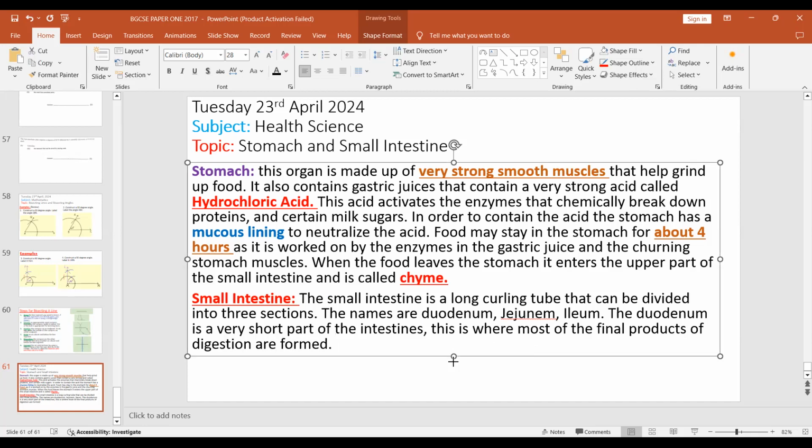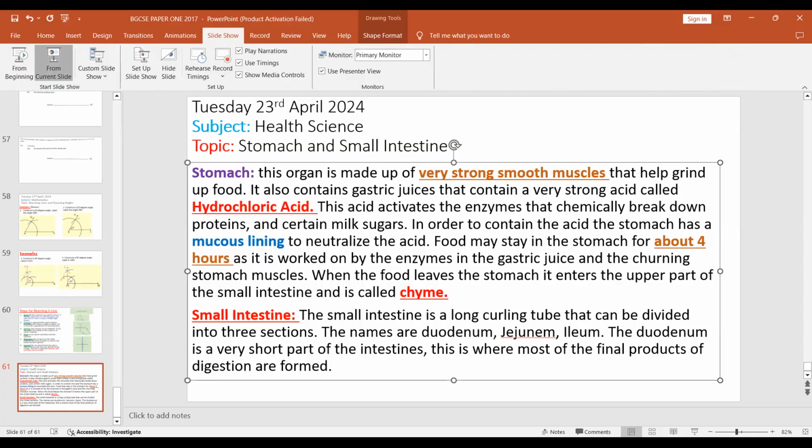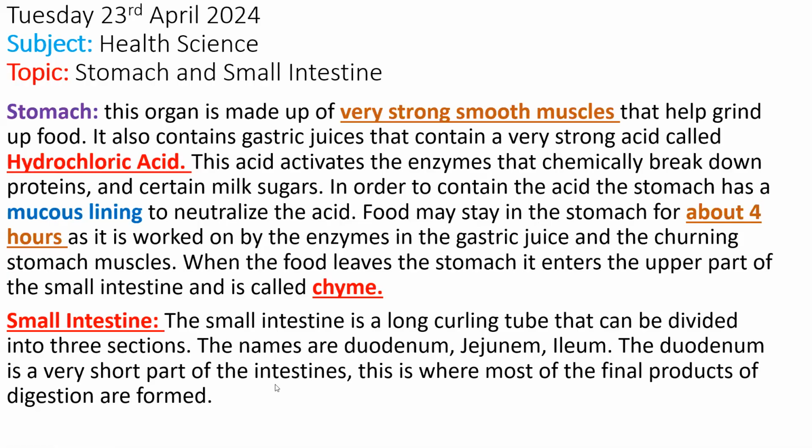Good. All right, so anyone can answer: into how many parts can we divide the small intestine? 3 parts. 3 parts, very good.